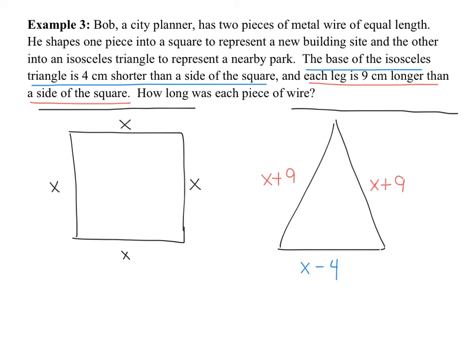Now, what do you know from the very beginning? This is the one kicker. The wire was, yeah, they're both equal length. So what statement could you write right now? Since both wires are the same, 4x equals x plus 9 plus x minus 4. Yeah, so generally speaking, the perimeter of the square equals the perimeter of the triangle, because the perimeter is really the wire.